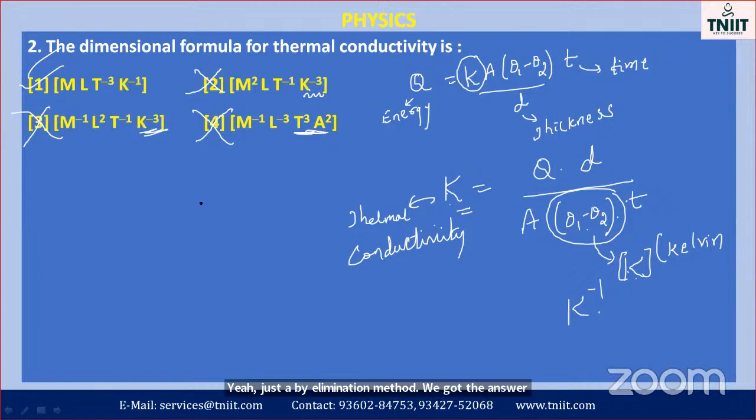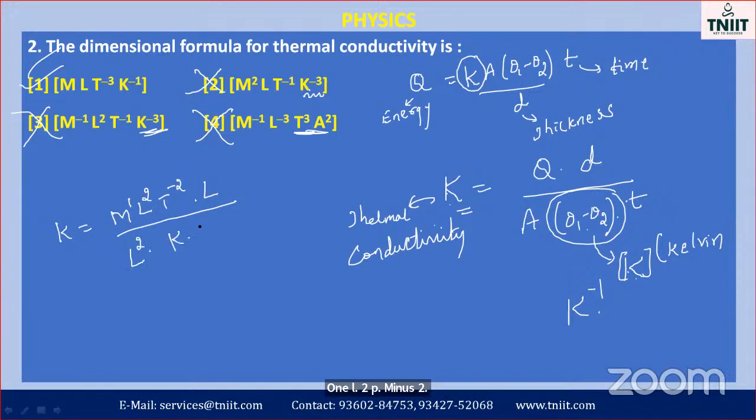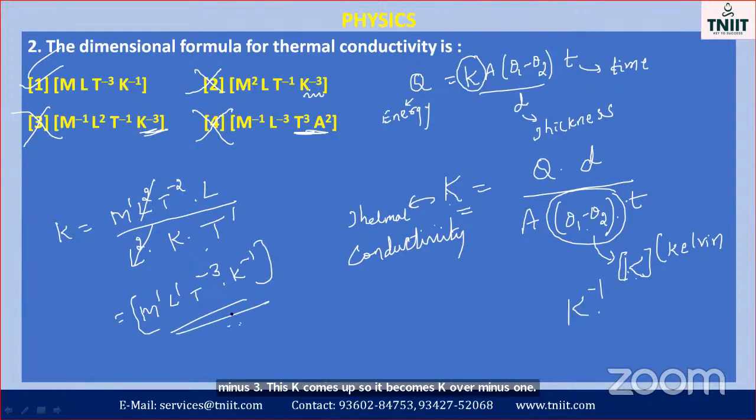Sir, if I want to solve it, then you have to solve it apart. What is the dimensional formula for Q? Q is energy. The energy dimensional formula is M1 L2 T minus 2. Thickness L, area L squared, temperature Kelvin, time T. So here L squared will get cancelled. So definitely it will be M power 1, L power 1, T power minus 3. This K comes up, so it becomes K power minus 1. So this is the dimensional formula if you start deriving.